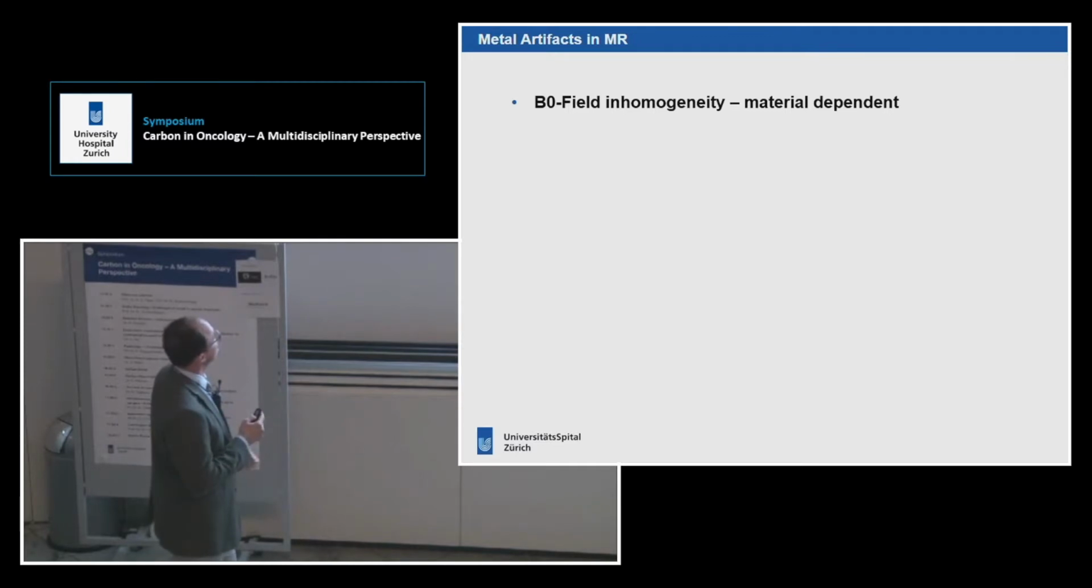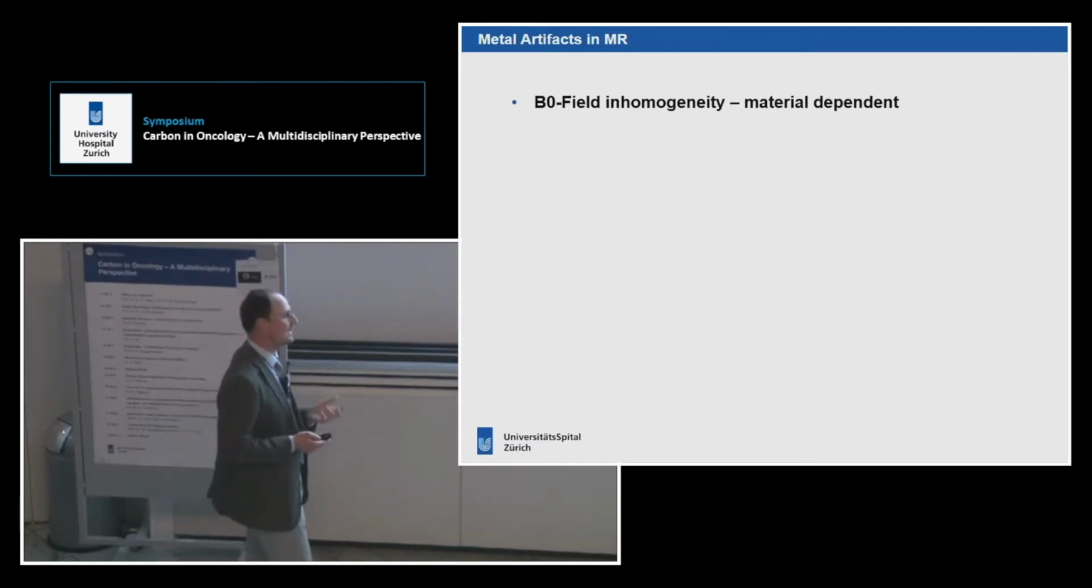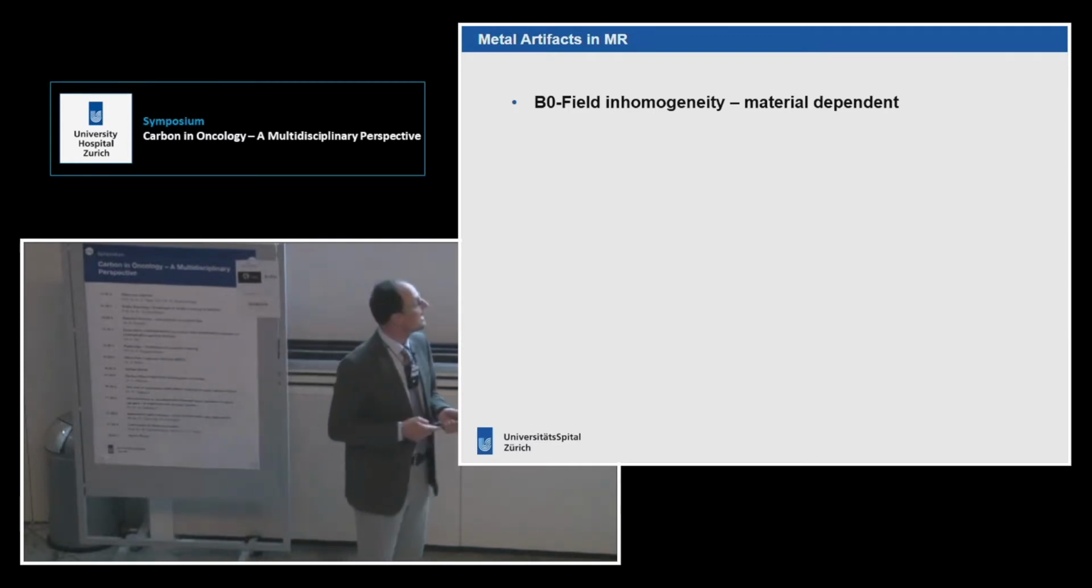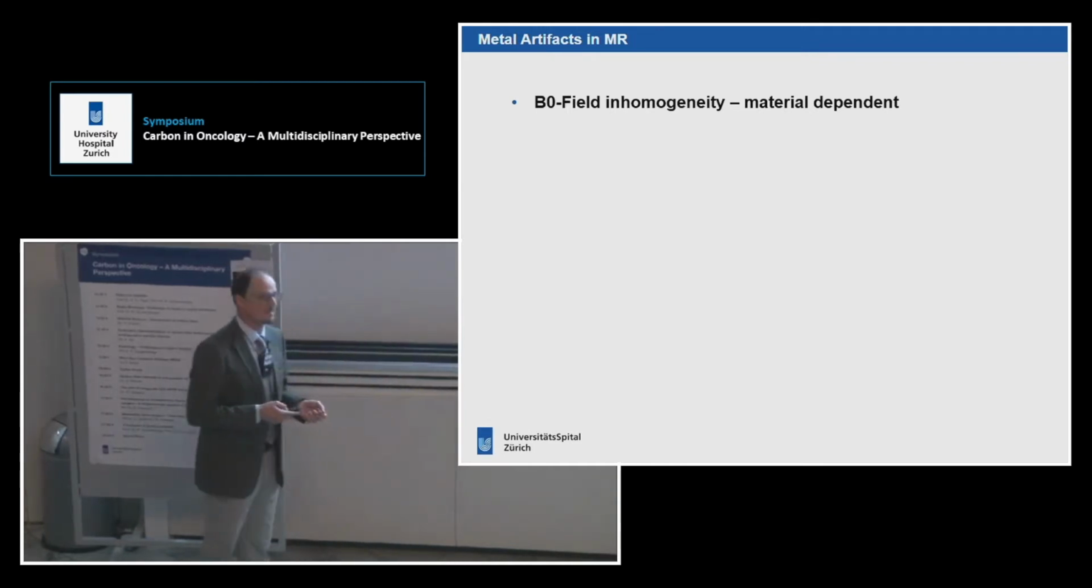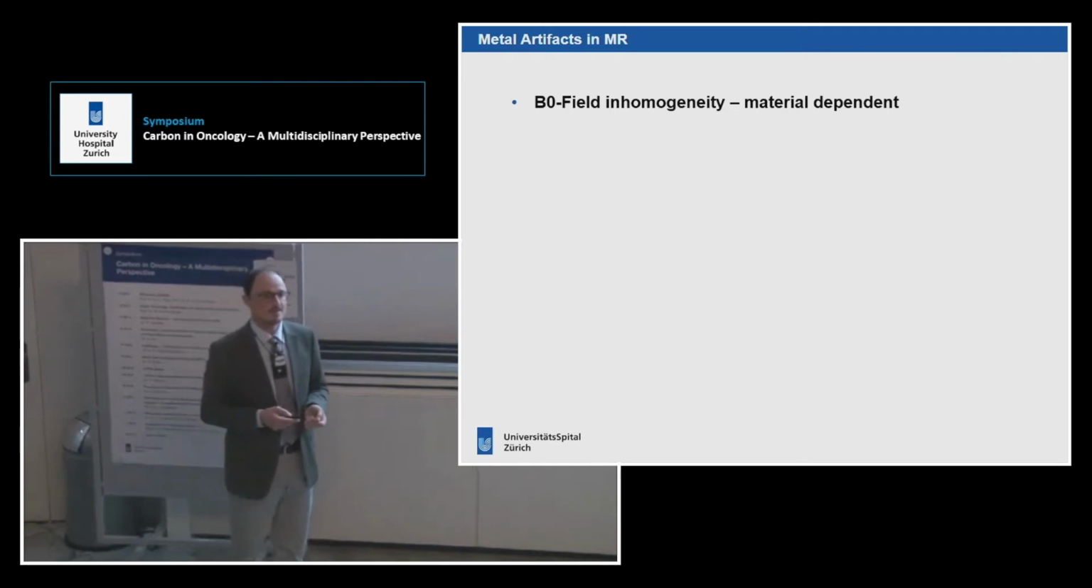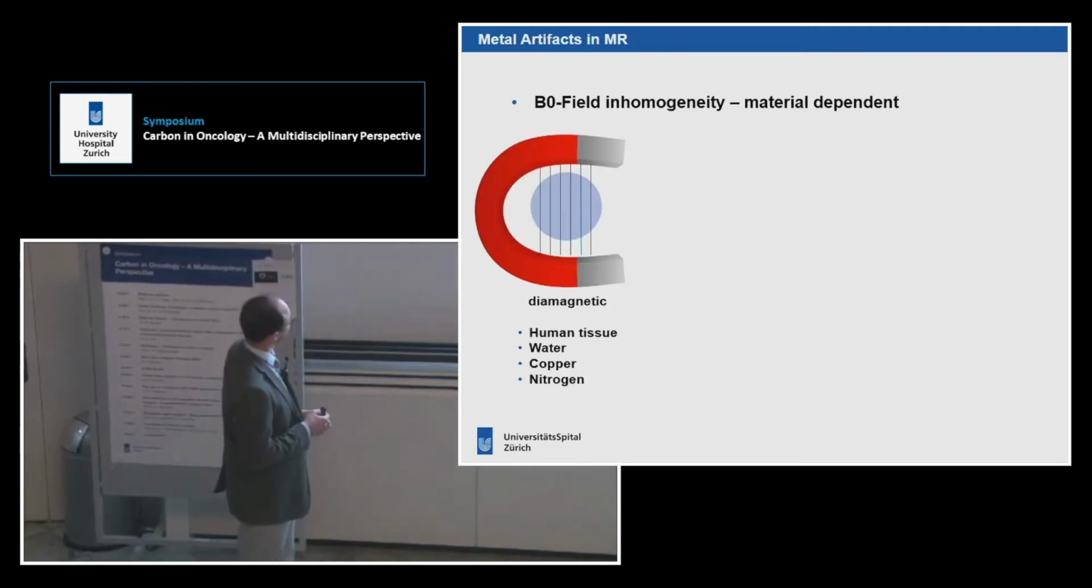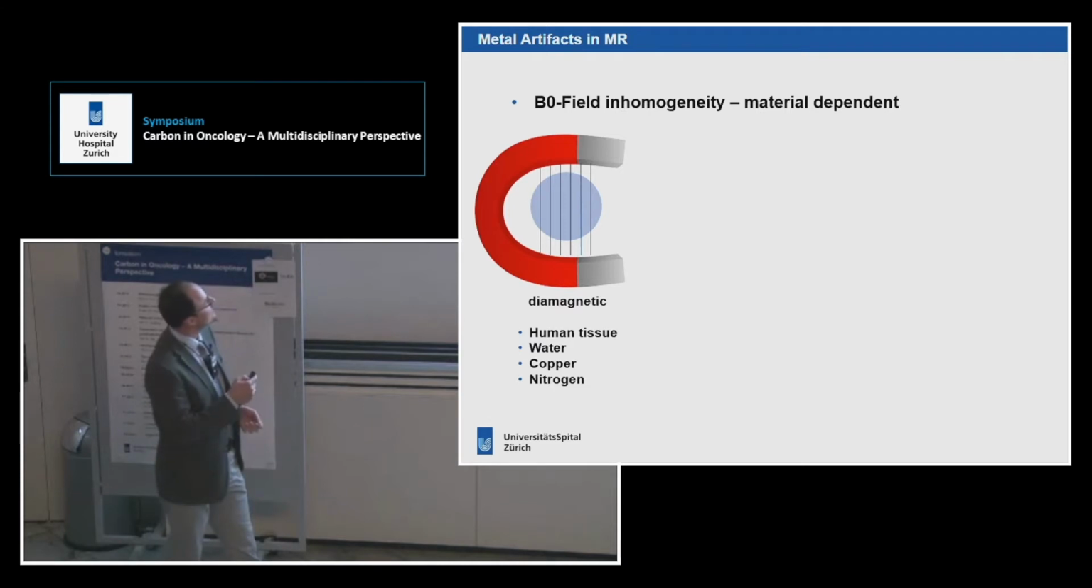In MR, we're dealing with B0, the magnetic field inhomogeneities, and these inhomogeneities are actually caused by different metal implants in the volume that we look at. You see there are diamagnetic substances like human tissue, water, copper, nitrogen, and they do not really change the magnetic field.